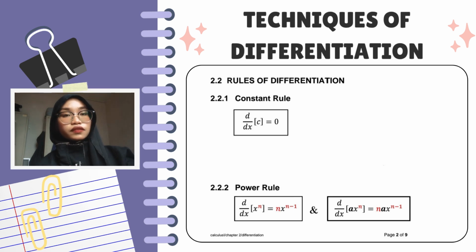The first rule is the constant rule: d/dx of c equals 0. The second one, power rule: d/dx of x^n equals n x^(n-1), and d/dx of a x^n equals n a x^(n-1).